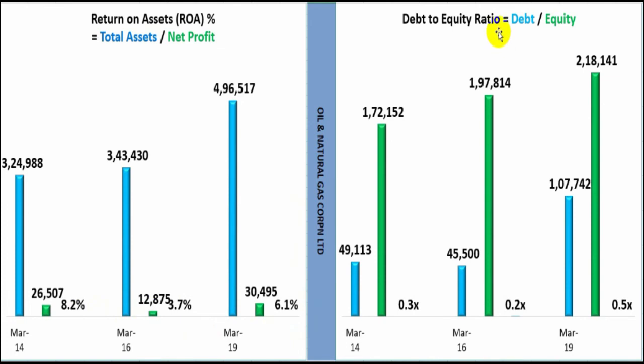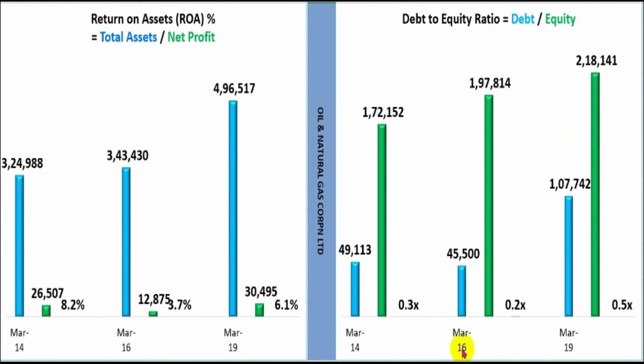Moving on to the debt to equity ratio. March 14, March 19 and March 16 all were below 0.5 times, meaning the equity contribution was always twice of what the company had done as borrowings. In March 19, the company's borrowings were 1,07,000 crores and the shareholders' or owners' contribution into the business was 2,18,000 crores. We don't want this to exceed 1 times, because if the borrowing is high, then the company would have to pay a higher interest cost and that would reduce its net profit further.